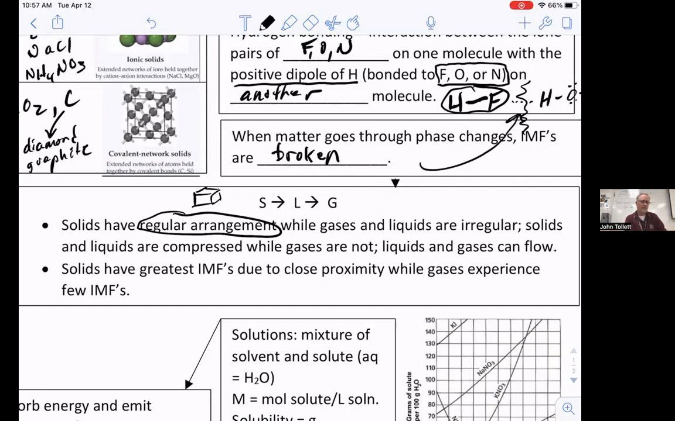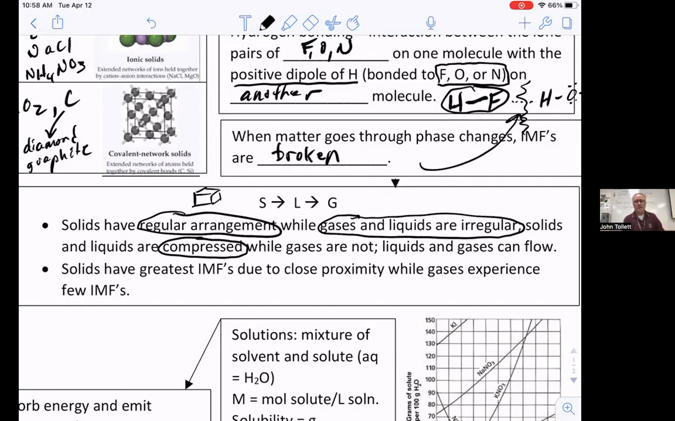But as they become gases, they're having fewer and fewer attractions between them, and so they spread out significantly. So gases and liquids are going to be irregular in shape. They'll take the shape of their container. Solids and liquids are not compressible, while gases are. So gases can be compressed. Solids and liquids generally cannot.